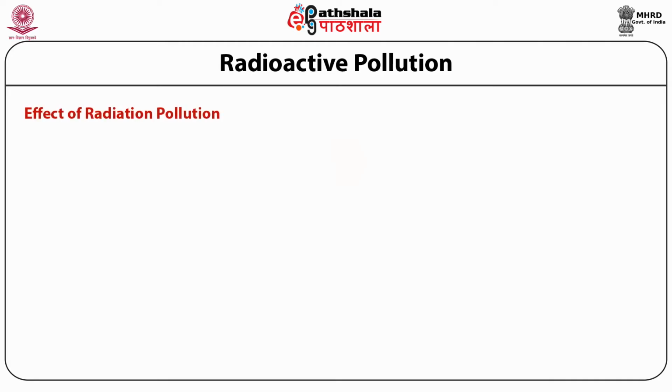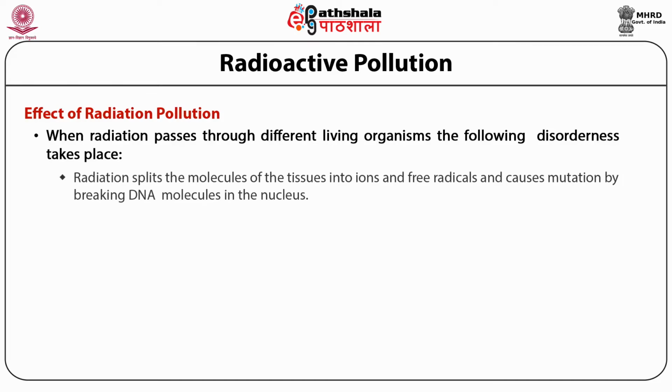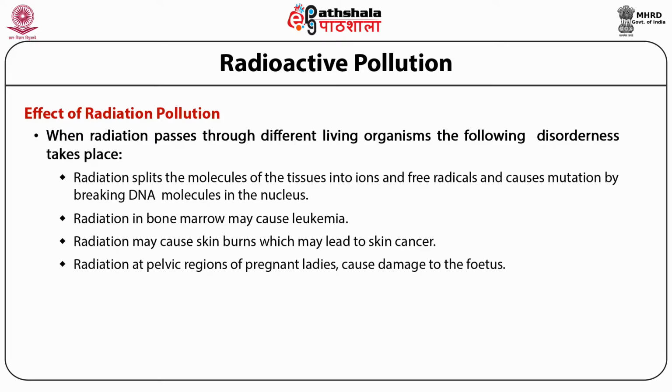The major effects of radiation pollution include, when the radiation passes through different living organisms, the following disorders take place. Number one, radiation splits the molecules of the tissues into ions and free radicals and causes mutation by breaking DNA molecules in the nucleus. Radiation in bone marrow may cause leukemia. Radiation may cause skin burns, which may lead to skin cancer. Radiation at the pelvic region of pregnant ladies causes damage to the fetus.